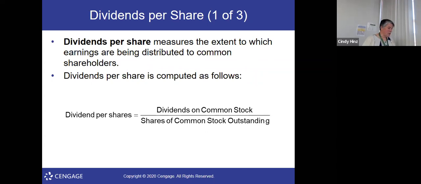The third calculation in exercise 10 is dividends per share. This is again a common stock calculation because the preferred stockholders know how much their dividend is. It's always the same whenever dividends are paid. So it's the total dollars that we declared as dividends divided by the number of shares of stock outstanding. Again, if there was a change in that number, we'd need a weighted average.